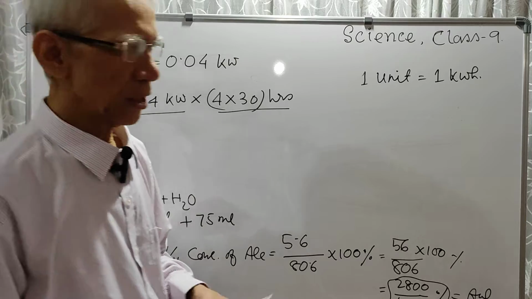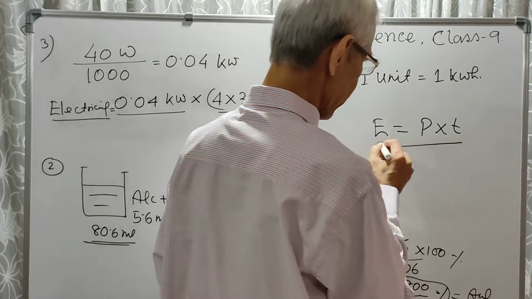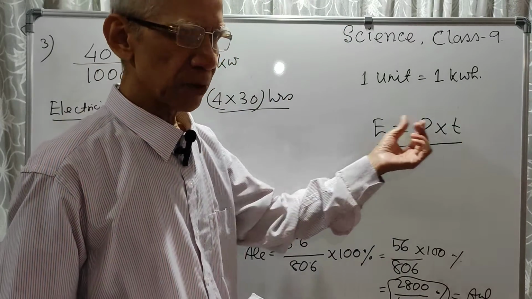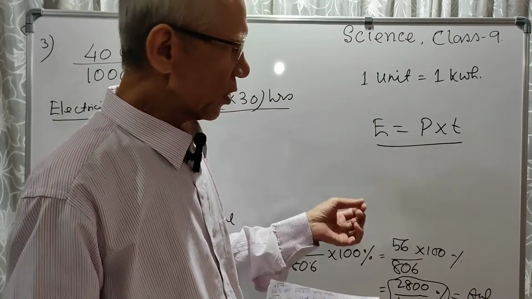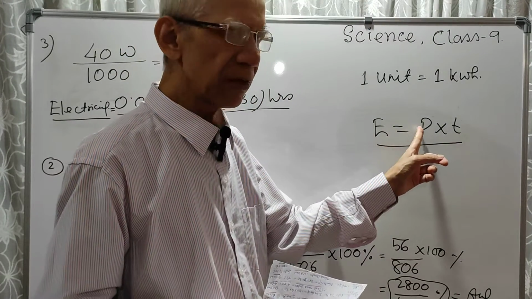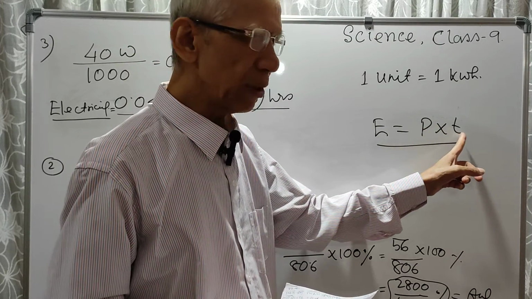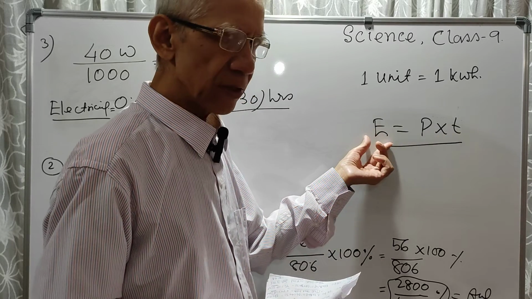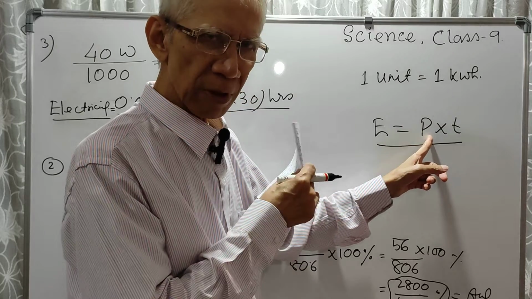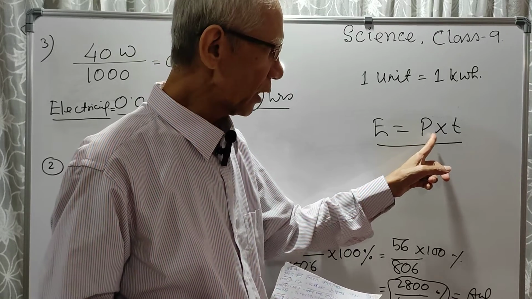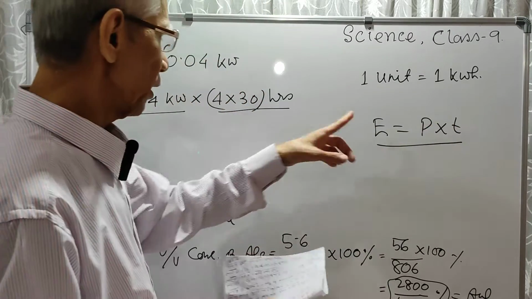Now electricity is energy. Now energy is power into time. So electrical energy or electricity. When you say electricity, we mean electrical energy. So electricity or electrical energy is equal to the power of the device. Here the device is a bulb. Power of the device in kilowatt into time in hours. So electricity is equal to power of the bulb or fan or fridge, whatever, in kilowatt into time in hours. So energy equals power into time.